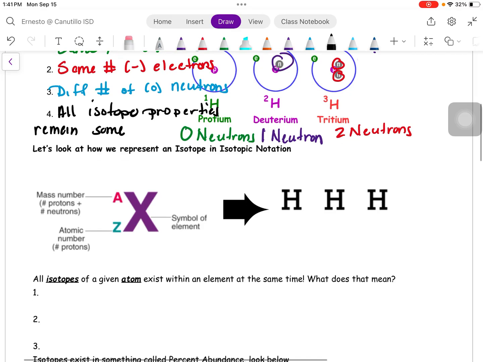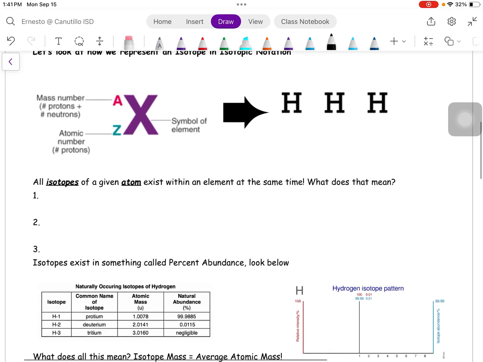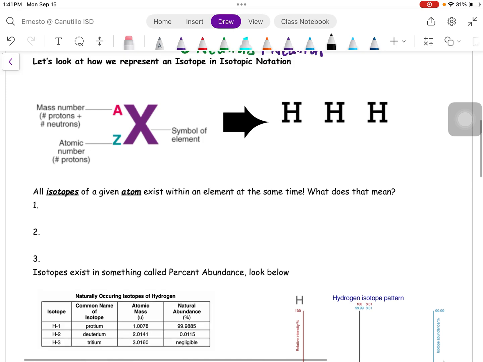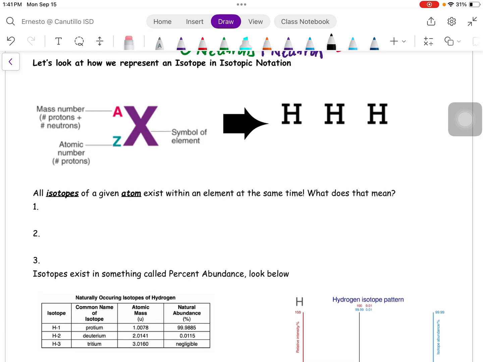Now, when we represent an isotope, we do it using something called isotopic notation. Isotopic notation is just a way to write isotopes. We have a basic model that we follow here. We have the atomic number, which goes in the bottom left-hand corner, and then we have the mass number, which is in the top left-hand corner. The X here represents the symbol of the element. So whatever the element is, you use the chemical symbol from the periodic table, and then we write the isotopes according to this model.